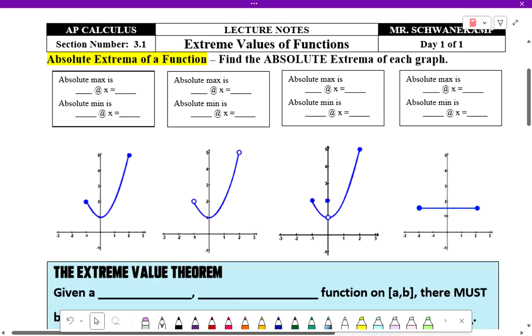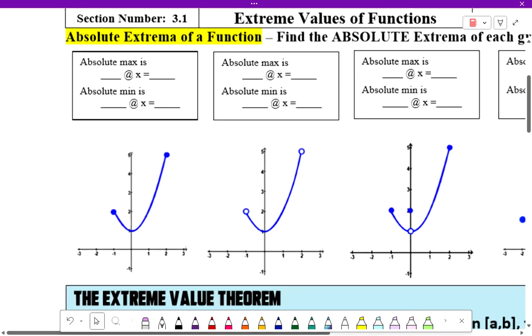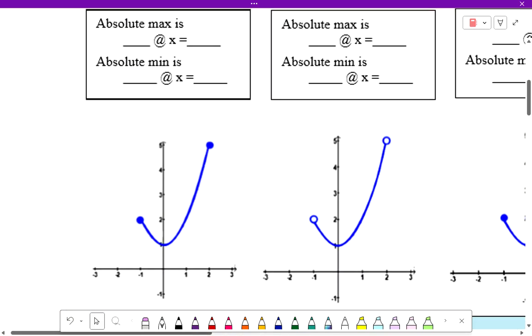Today, our main focus is extreme values. We've talked about that before. When we say extreme values, we mean maxes and mins. Specifically, we're talking about absolute extrema, not just relative, but absolute. So looking at this first graph, we're calling this graph number 1. Looking at graph number 1, it says the absolute maximum is blank at x is equal to blank.